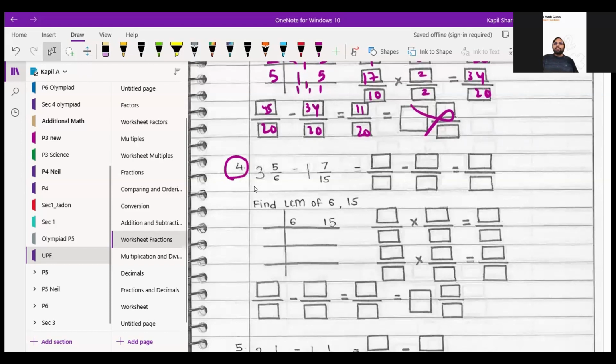3 and 5 upon 6 minus 1 and 7 upon 15. Okay, try this. I'll give you a minute.